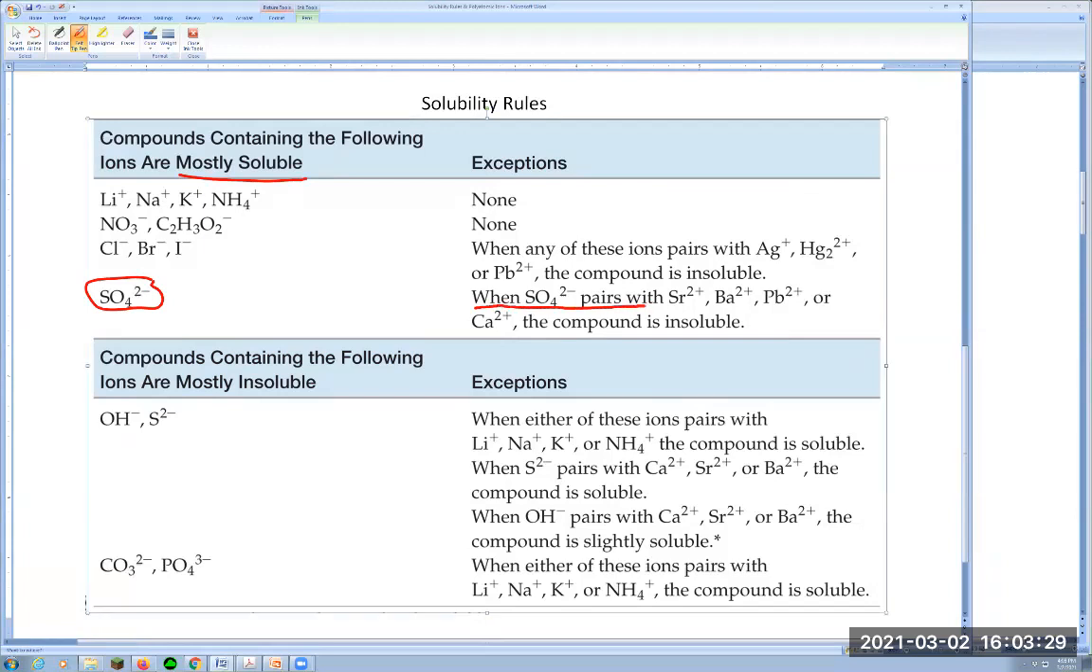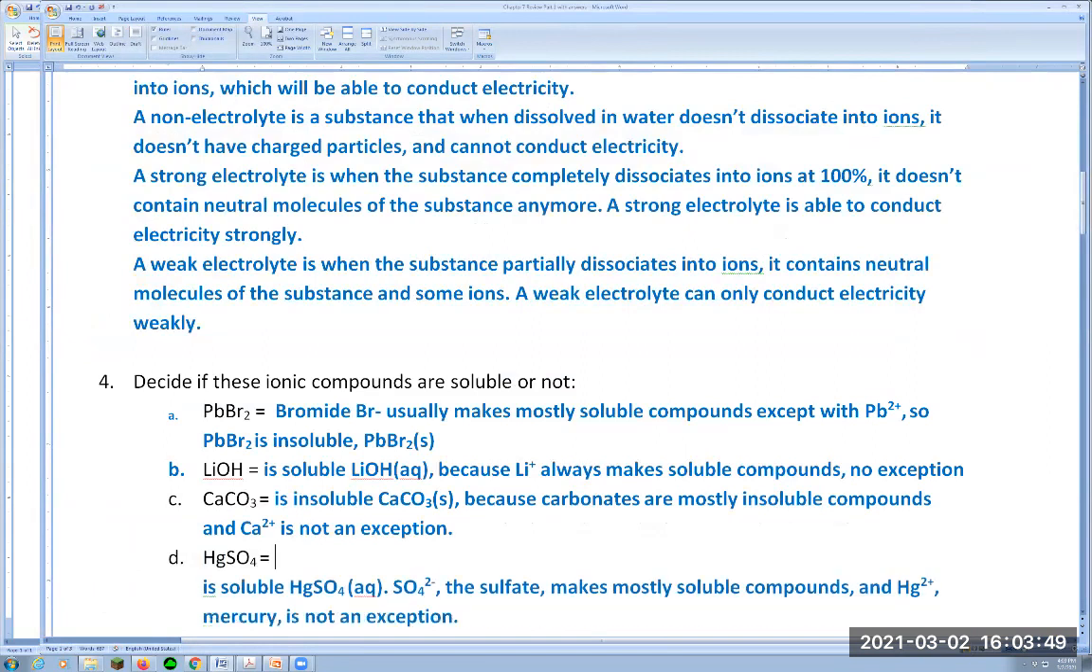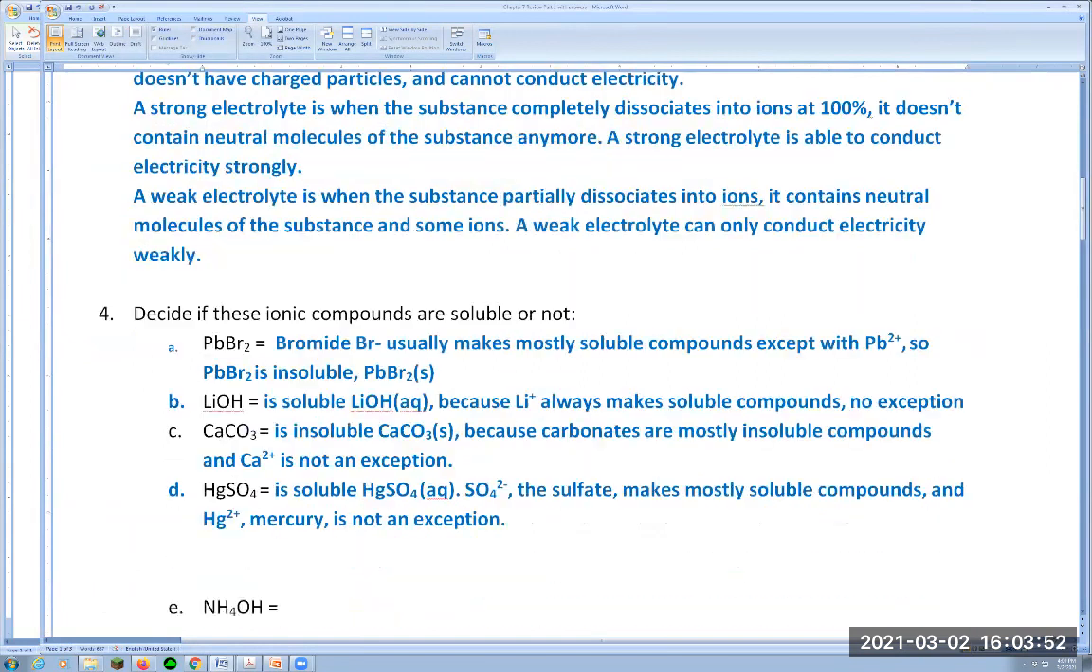So when sulfate pairs with strontium, barium, lead, or calcium, the compound is insoluble. So we can see that mercury is not part of the exceptions. So that means it's going to be mostly soluble, right? So HgSO4 is soluble. So in a chemical equation, you would have aq for aqueous solution of mercury sulfate. Why? Because the sulfate makes mostly soluble compounds and mercury is not an exception.